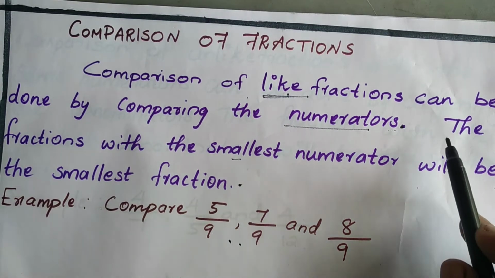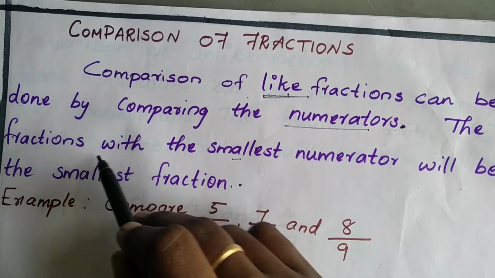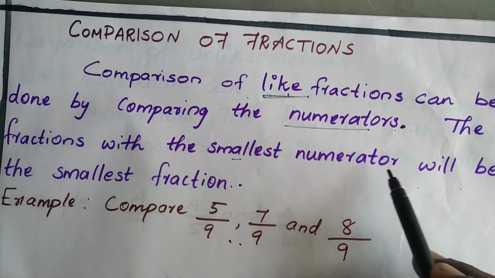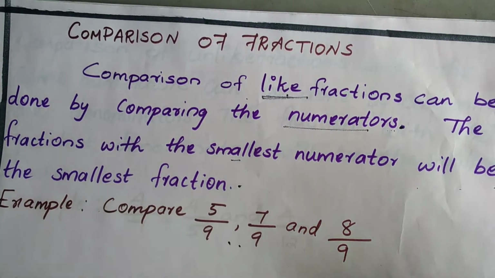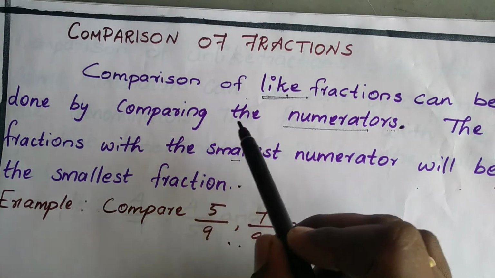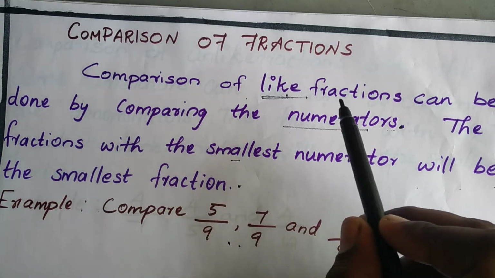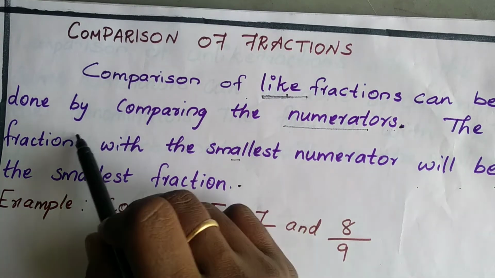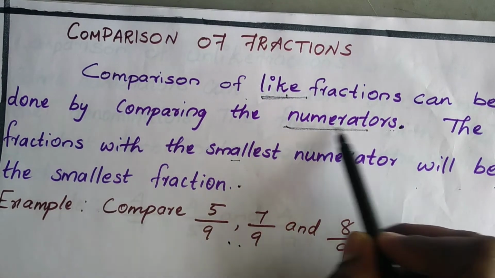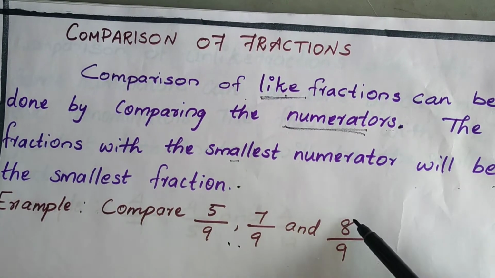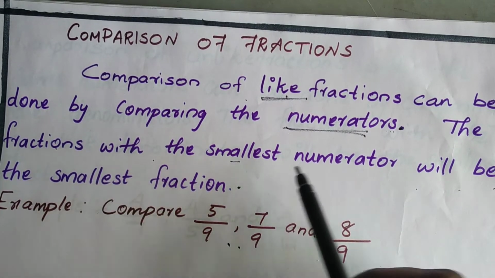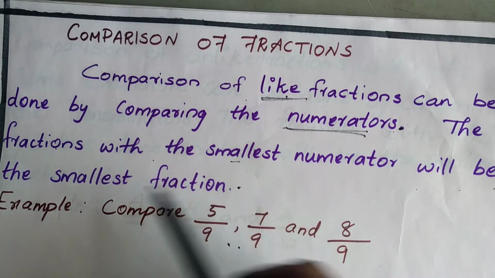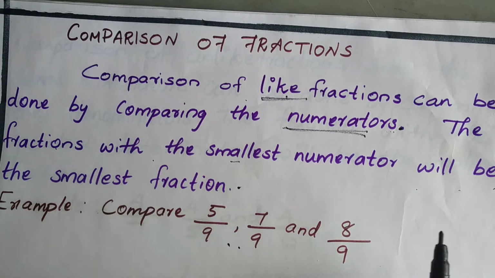Okay, my dears, see, the fraction with the smallest numerator will be the smallest fraction. These are the two concepts. First, what is the first concept? Comparison of like fractions can be done by comparing the numerators. What's the next concept? The fraction with the smallest numerator will be the smallest fraction. Keep these two concepts in mind.